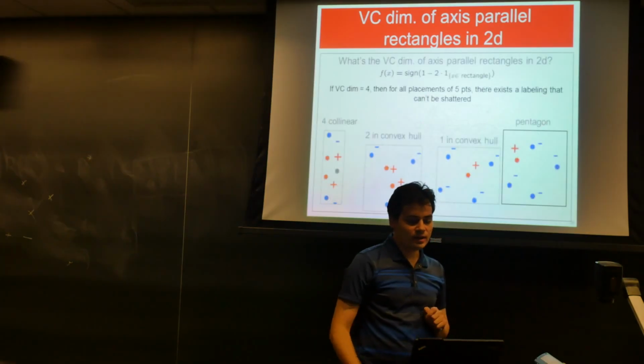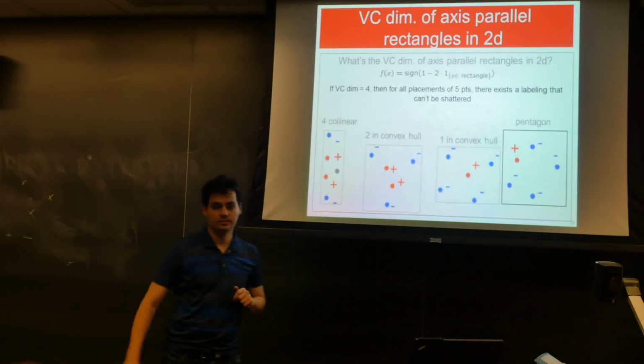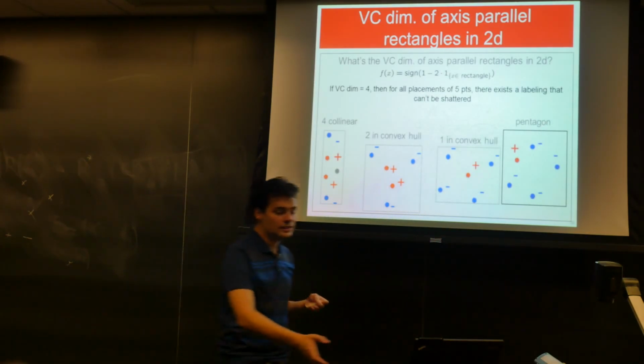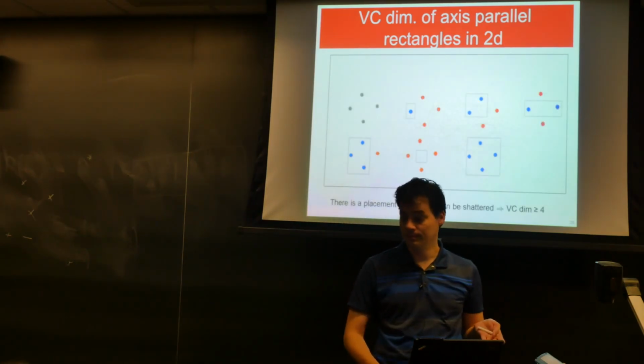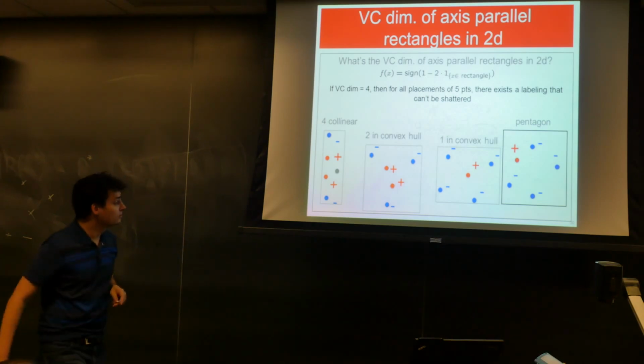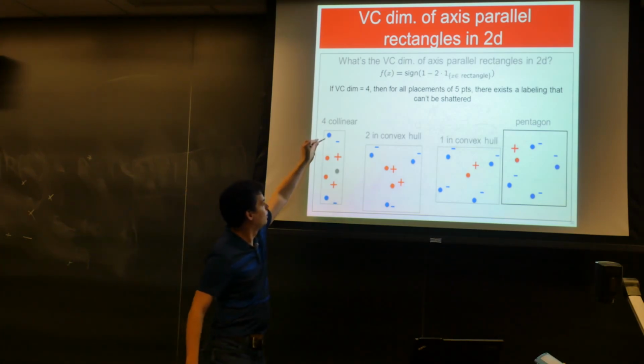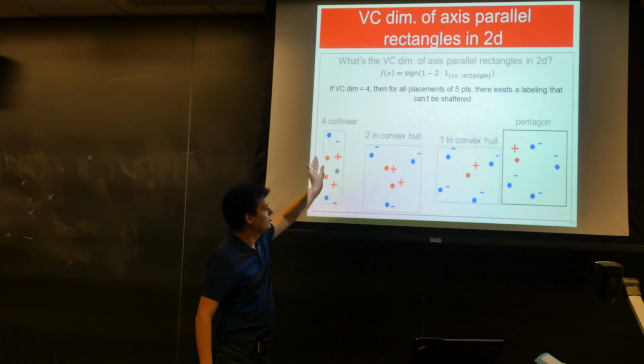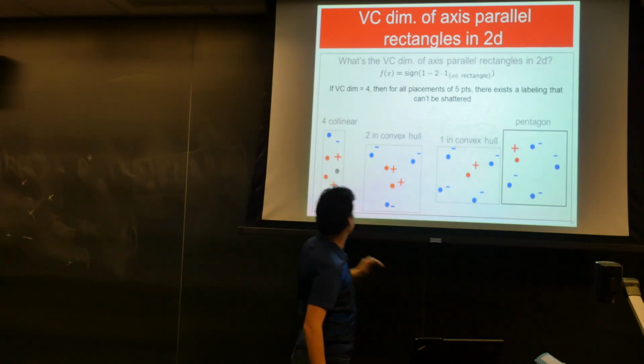All right, so let's see what happens if we have 5 points. So now we know that the VC dimension is at least 4, right? What happens if we have 5 points? Then we can have these different cases.